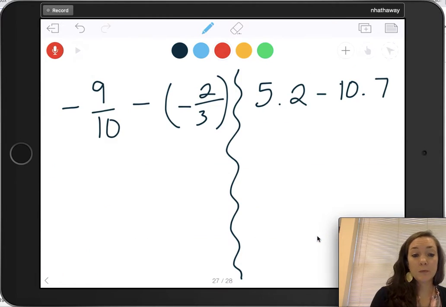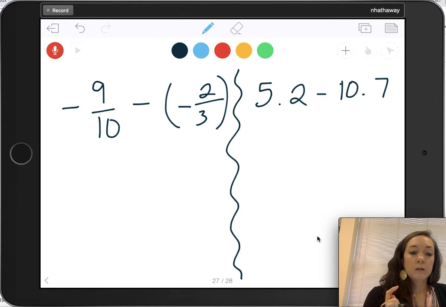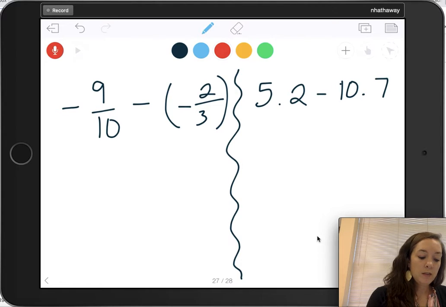Let's do 2 examples of a fraction and a decimal. Before I do anything else, I want to go ahead and change my signs because I know that this is subtraction. So keep the first number the same. Minus becomes a plus. This is a negative 2/3. Now it's positive 2/3. Now I want to find a common denominator. Oh, excuse me. I need to figure out what number is common between 10 and 3.